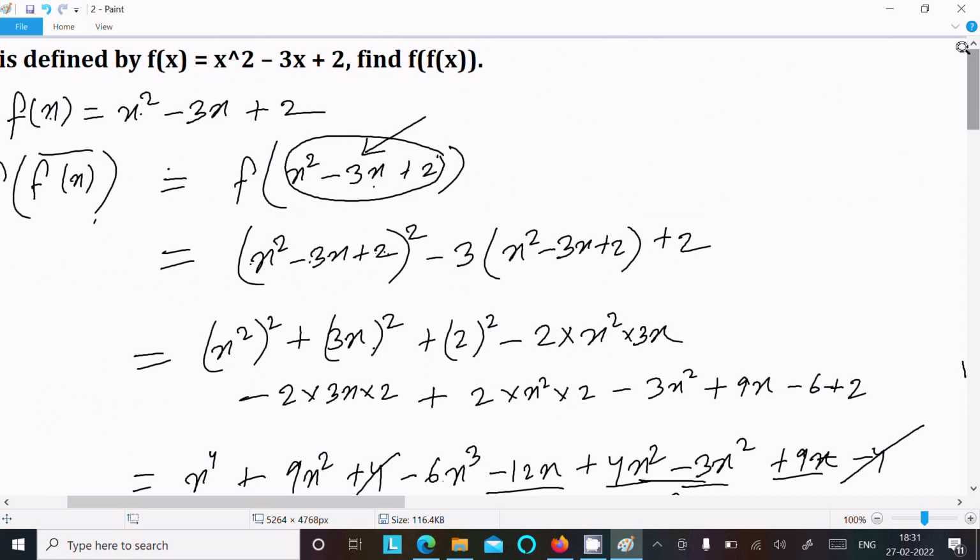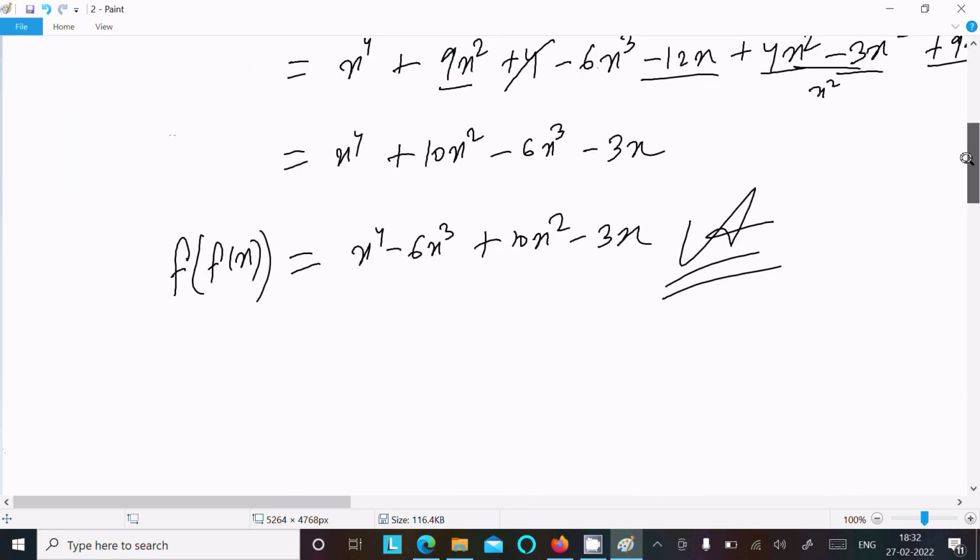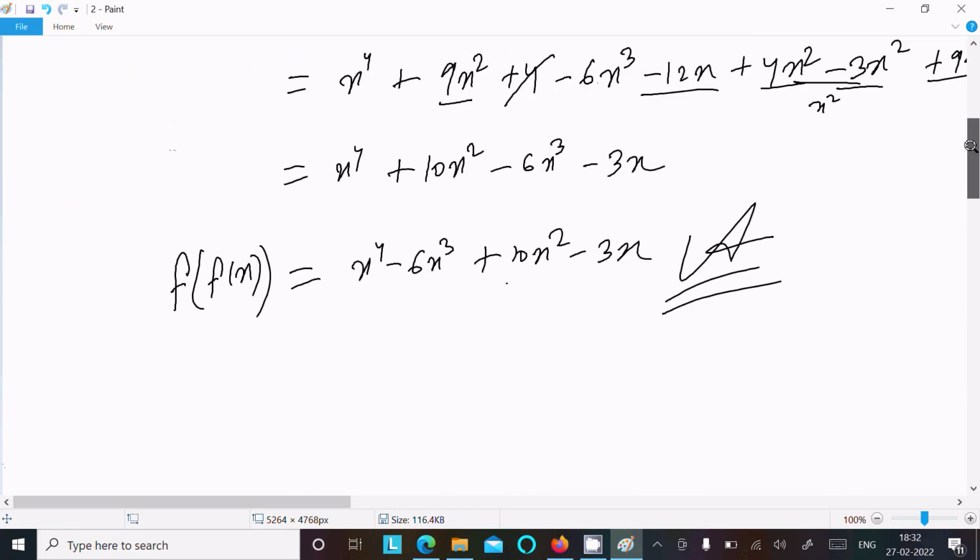One more time I'm going to repeat: write the given f(x), put x² - 3x + 2 in the place of x, and after doing the calculation you get these terms. So this is the way we can find it.